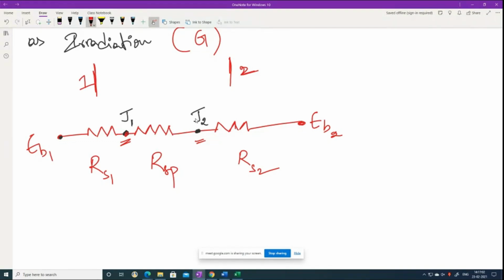I hope this concept is clear to you. Is that clear? Shall we move forward? Please speak out. Yeah, thank you. So the next thing is the concept of radiation network.